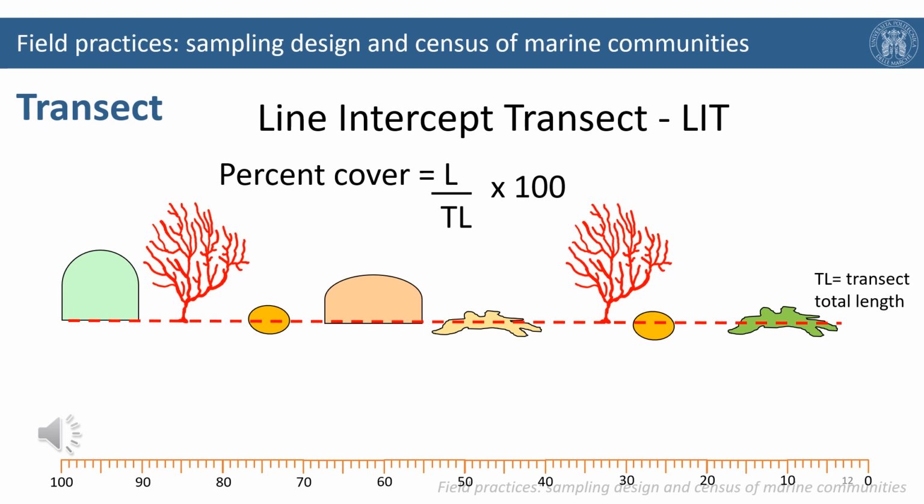Line intercept transect is used to determine the relative percentage cover of benthic organisms. The precision of this method is high, however, it is time-consuming. Indeed, it requires much more time than a point intercept transect. Moreover, this method is not appropriate for quantitative assessments of rare and small species.